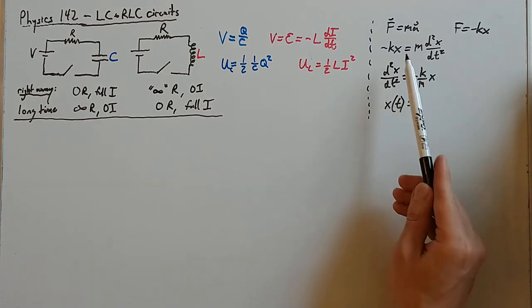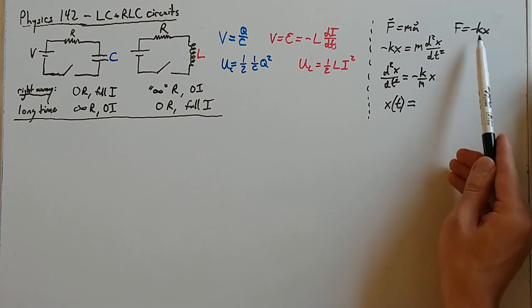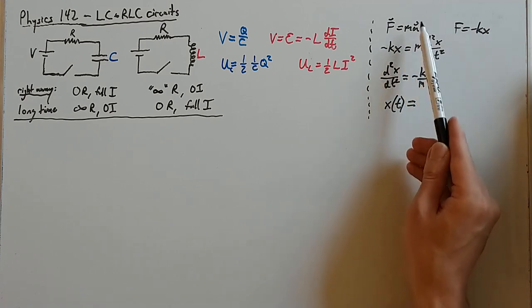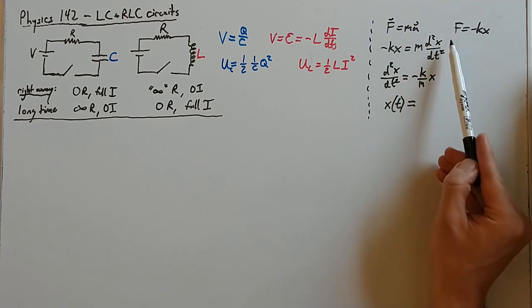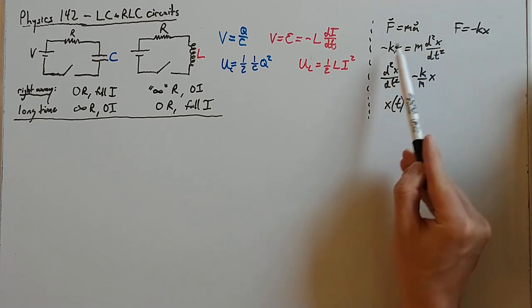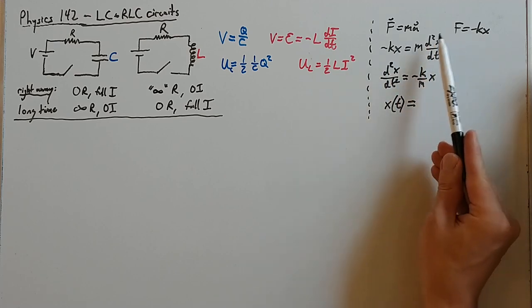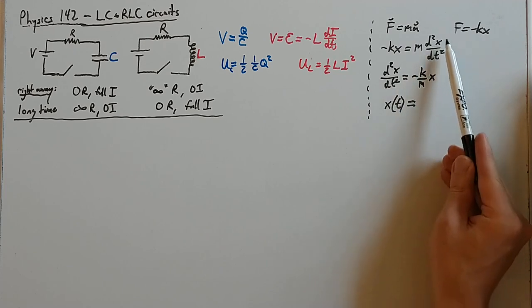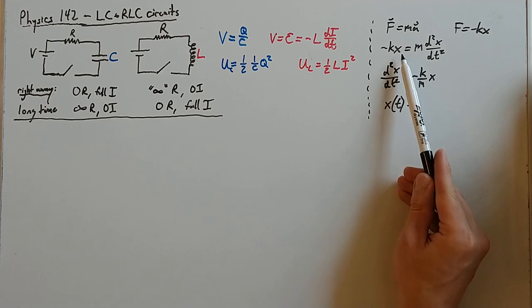And so we could rewrite Newton's second law. We said, all right, Newton's second law is the sum of all the forces, so we added up the spring force, and then mass times acceleration. We said acceleration is two derivatives of position. So we could write that down as a second derivative of position, and we got this differential equation that has the second derivative of position and the position itself in it.